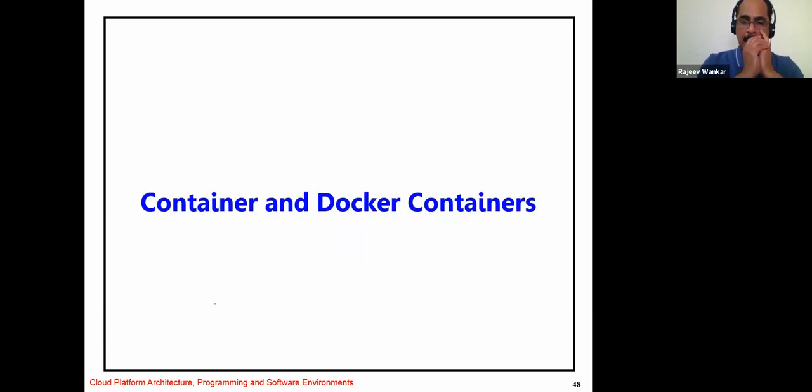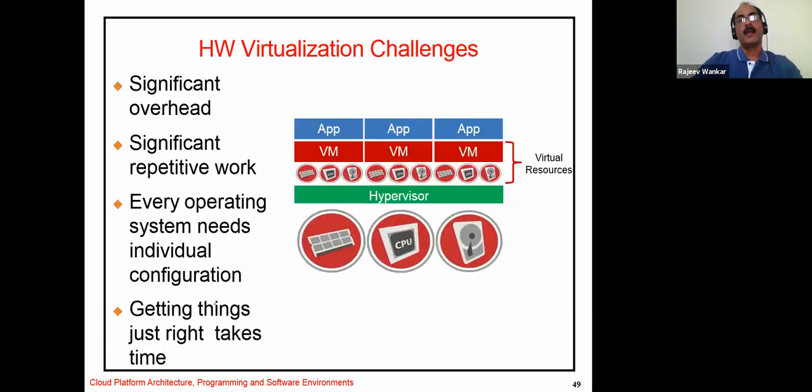So let us talk about containers and Docker containers. So far, what we have seen is that hardware virtualization is one way of providing resources to the user, and they can offer several services to the consumer. But you require a hypervisor here, which will create the image of the hardware, and then you require sharing of the actual physical hardware resources by multiple virtual machines on top of that. So what has been seen here is that there is a significant overhead in doing all those things.